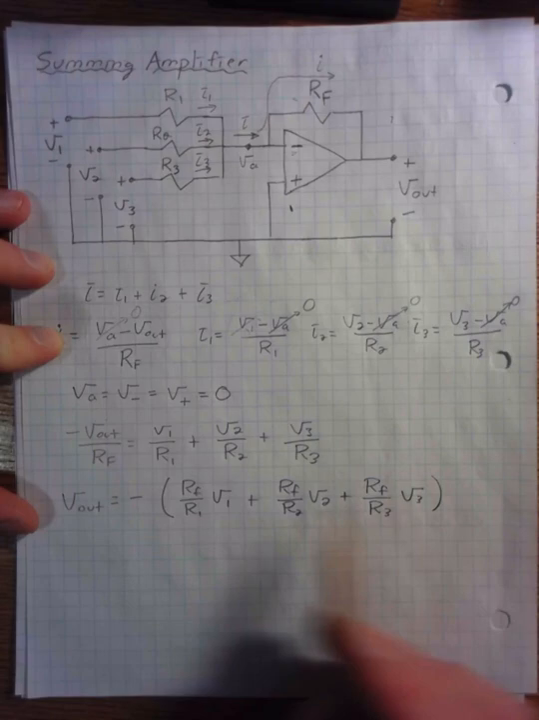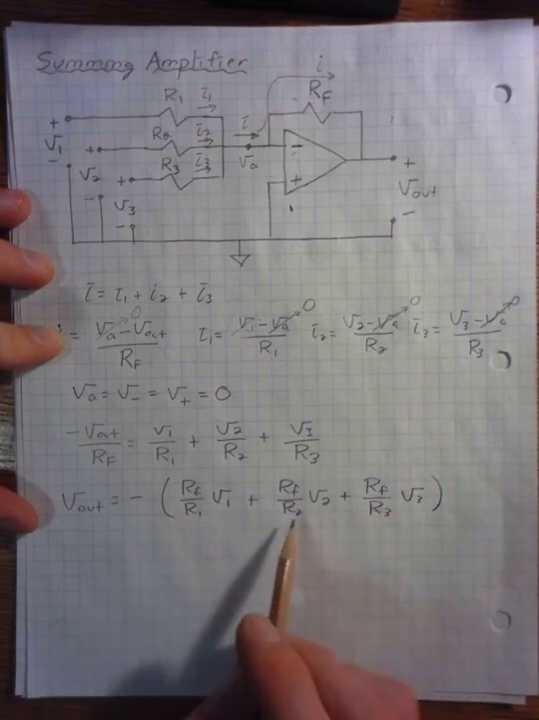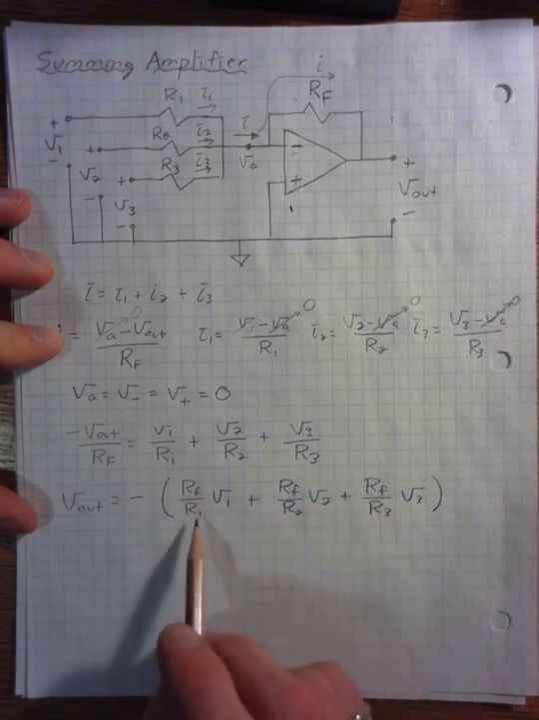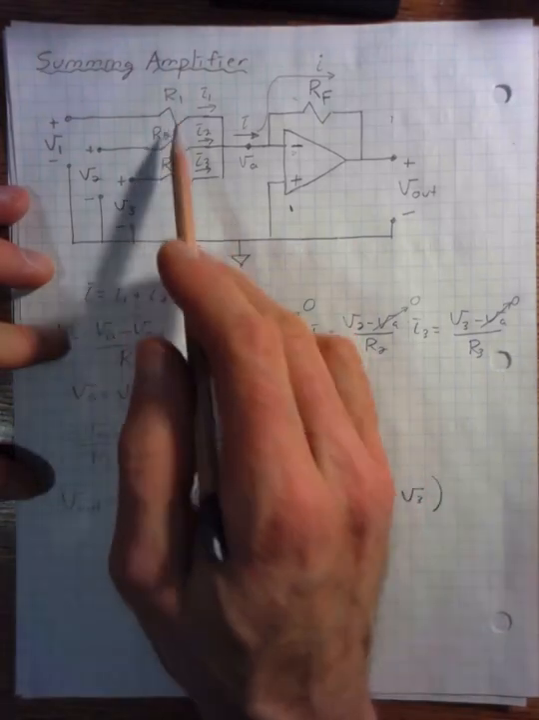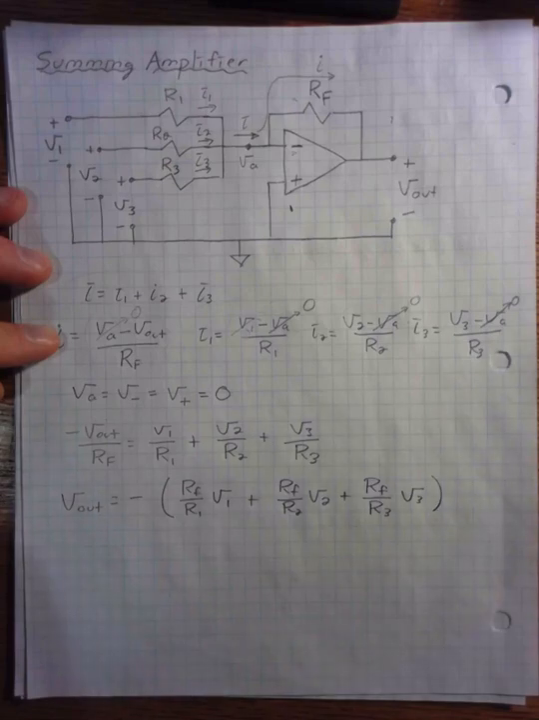And not only that, we can adjust the relative weight of each of the signals in our summation by playing around with these resistors. RF is common, but then we can adjust R1, R2, and R3. So we could make these three resistors variable resistors, like we could use potentiometers, and that would allow us to increase the volume of one of the signals and decrease the volume of others.